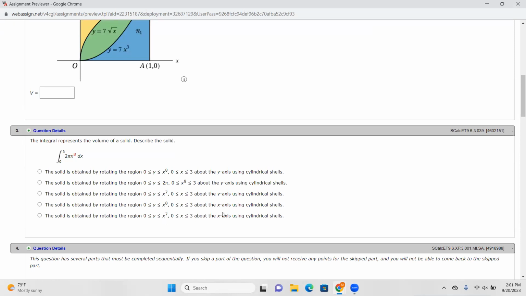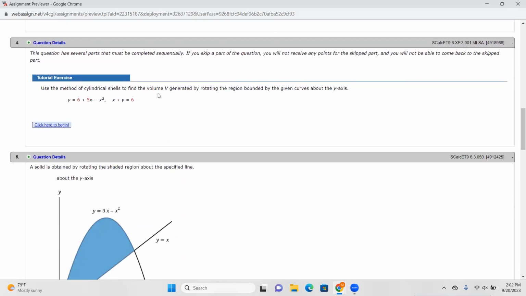And what are we revolving around? Well, if it's a function of x, we've got to be revolving around the y-axis in order for us to get cylindrical shells in the game. So by virtue of the fact that we have dx here and cylindrical shells all the way through, we're going around the y-axis. But the x to the 7th indicates the appropriate function.